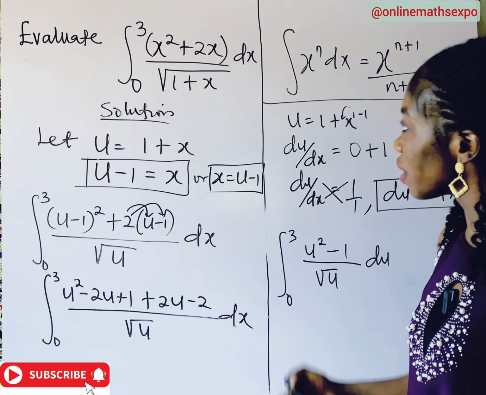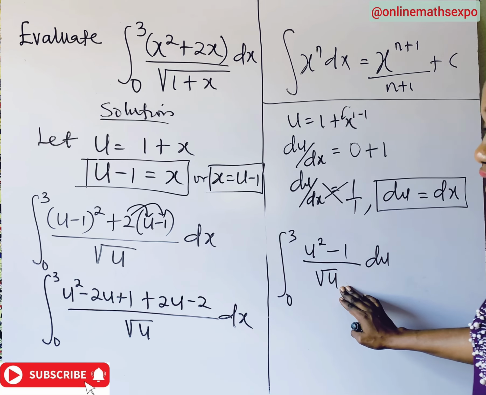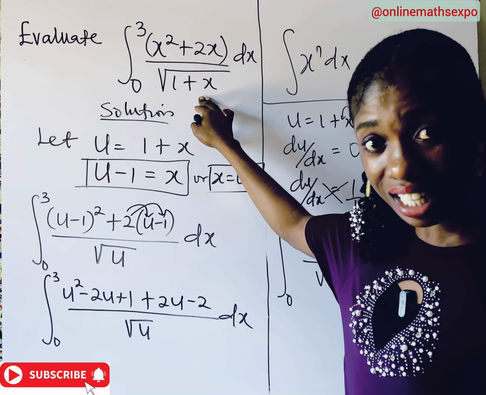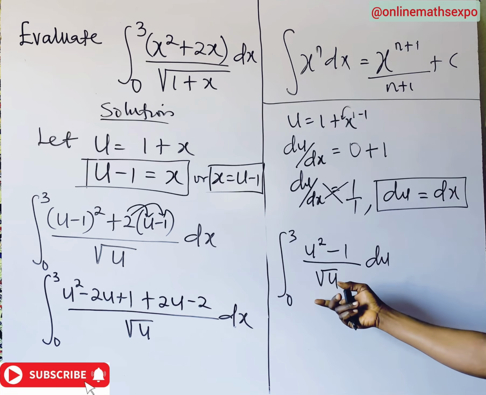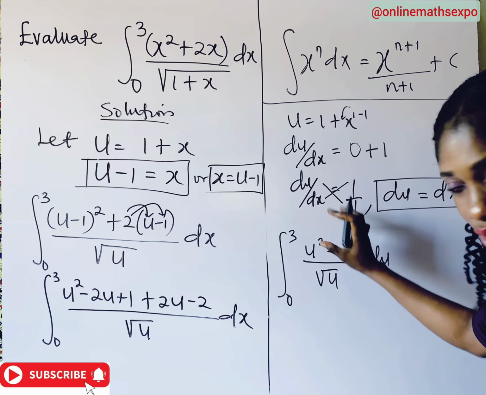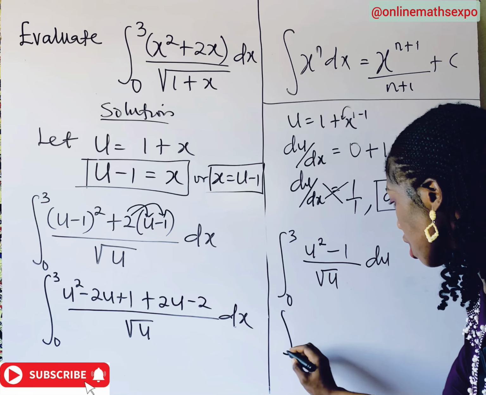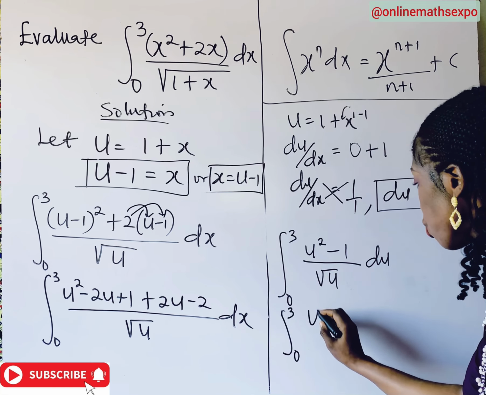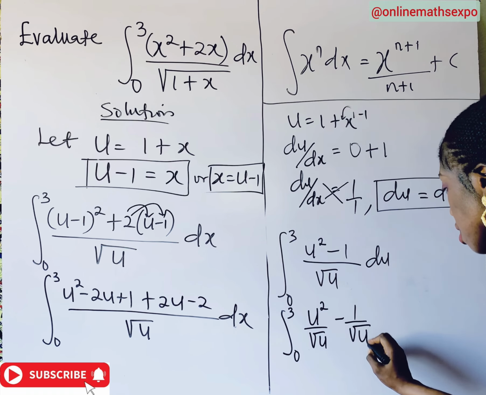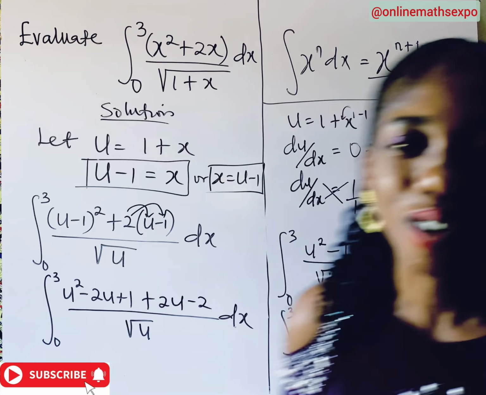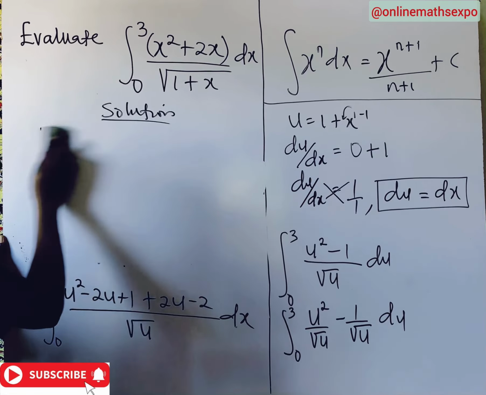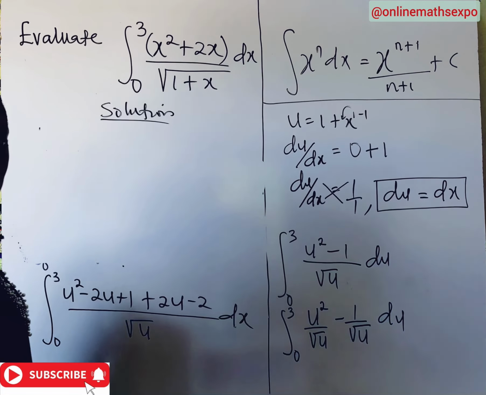Now, at this point, you will see that the value we have at the denominator is just a term, but the numerator is given as an expression. So for this one, there is a term. We can still break it down so that we use this to divide each of these terms at the numerator. So we're going to have integral from 0 to 3 of u to the power of 2, divided by this, minus 1 over this, then du. So what do we do next? It's becoming interesting.